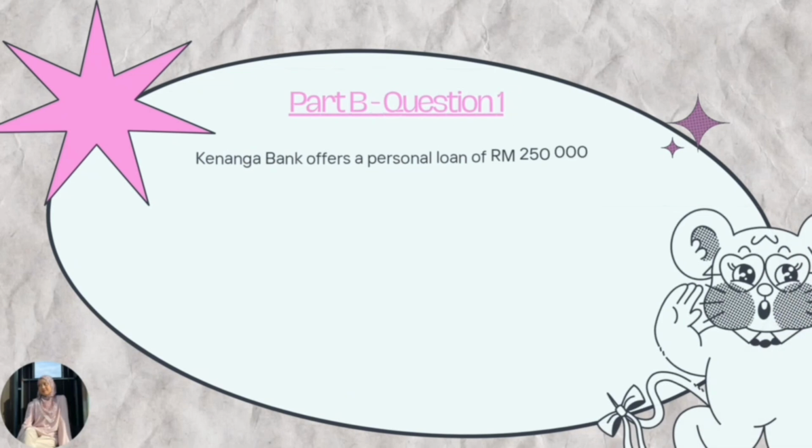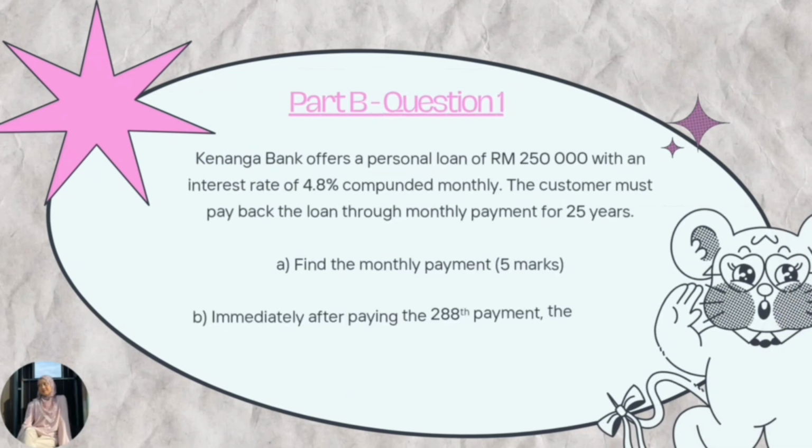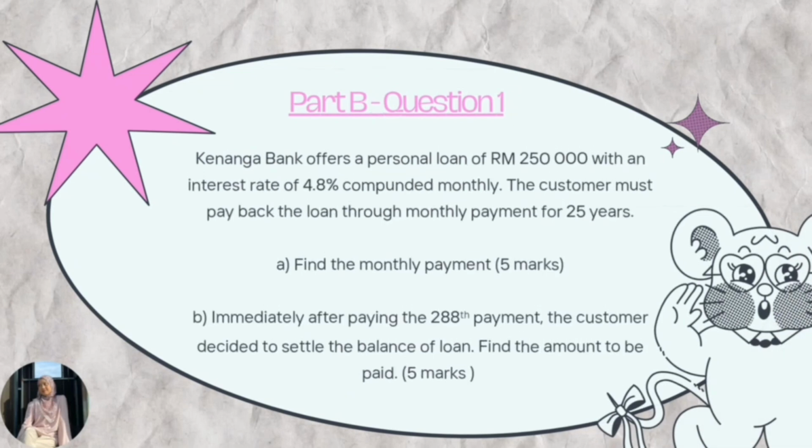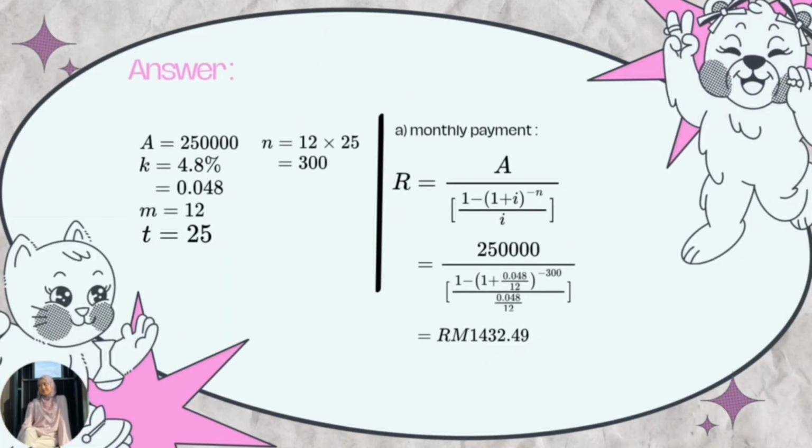Part B, question 1. Kenanga Bank offers a personal loan of 250,000 ringgit with an interest rate of 4.5% compounded monthly. The customer must pay back the loan through monthly payment for 25 years. From the question, interest rate is 4.5%, which is 0.048, M equals 12. For the T, 25 years.